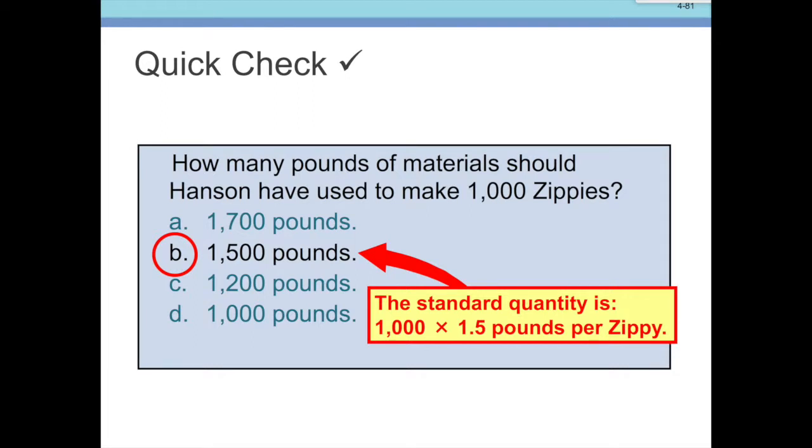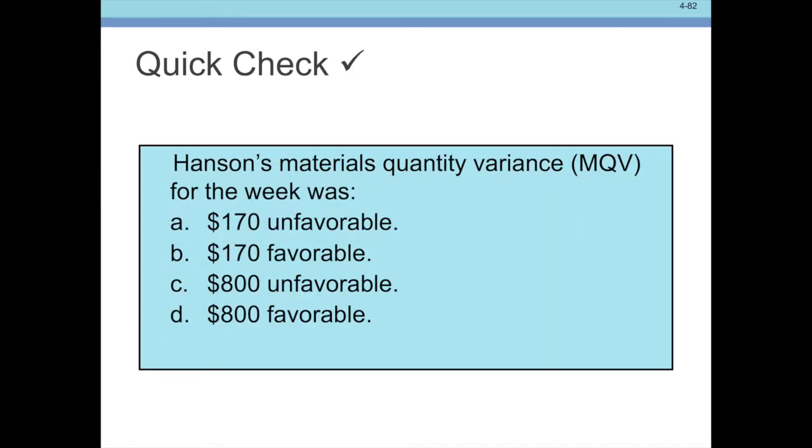So let's go back to the questions. We know the answer is B, 1,500 pounds should have been used. The next question is, what was the materials quantity variance for the week? And it gives you some examples here. The materials quantity variance is the amount of material that was used that is not standard, multiplied by the standard price.